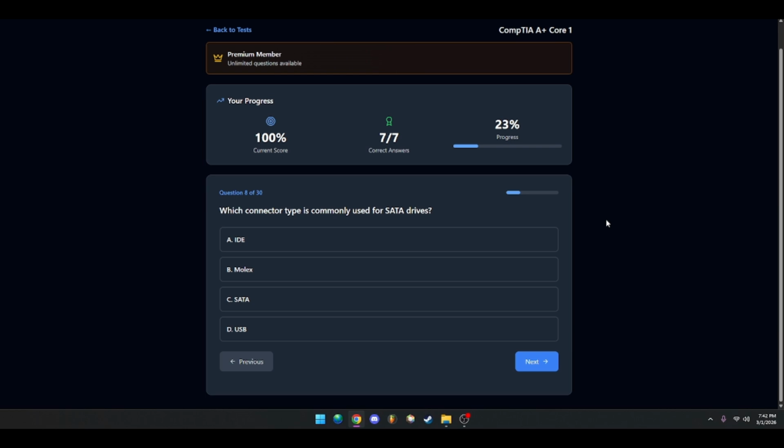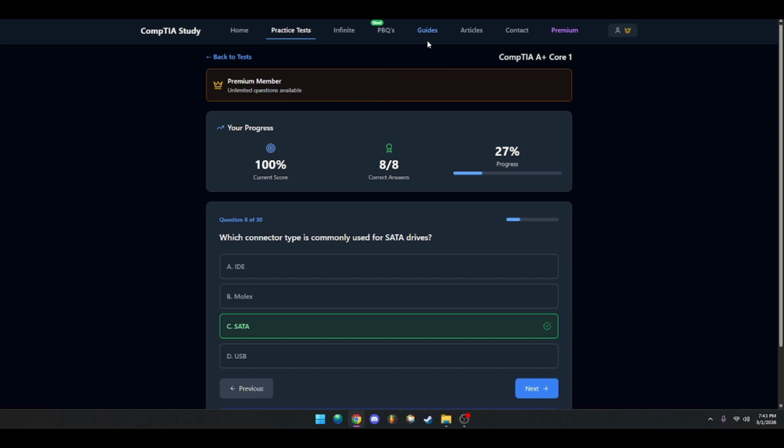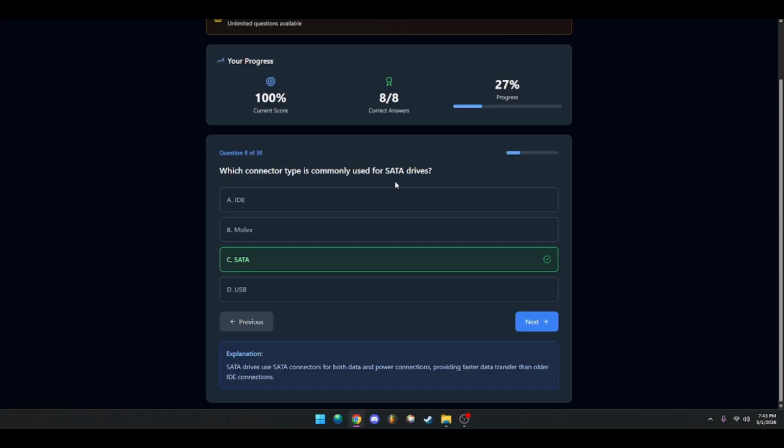Question number 8. Which connector type is commonly used for SATA drives? Give you a second to think. And the answer would be SATA. Yes, this one seems straightforward, but it is not the case for every item that you will find on the test. Of course, if you come to CompTIAstudy.io and you go to our guide section, we have every little acronym, every function of every part, all put in a convenient guide for you. But regardless, let's move on to the next question.